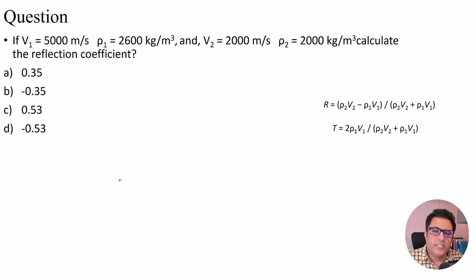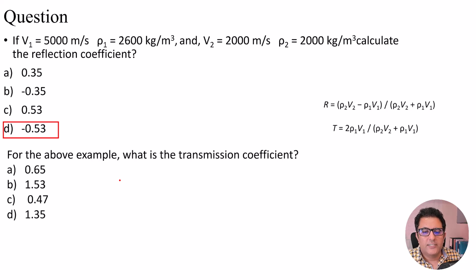Now just let me ask you another question, and this is more insightful. Consider another geological model, and here is a scenario when the reflection coefficient is negative. So if you calculate, you see that the reflection coefficient is minus 0.53. Similarly, the transmission coefficient is, yes, 1.53.